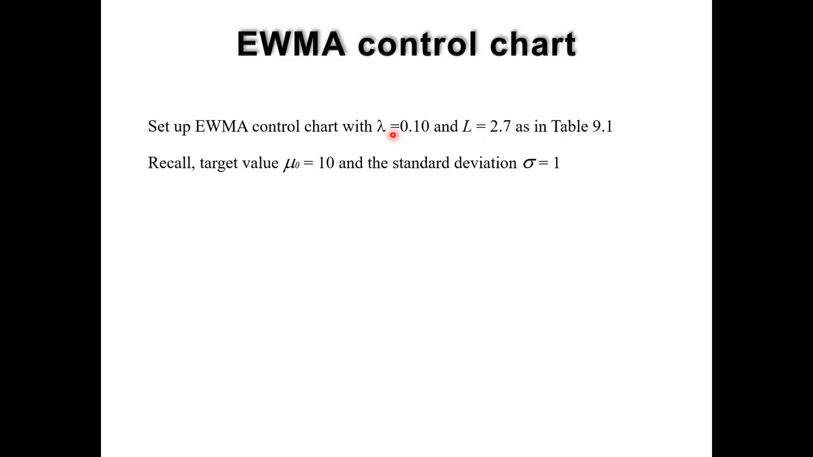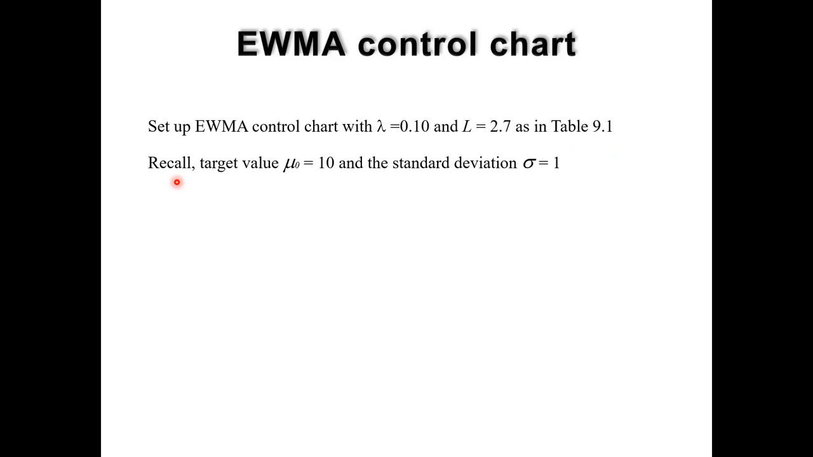For each and every time you would like to plot an EWMA control chart, there are two parameters that you have to determine earlier on. These are lambda and the L value. We're going to look at in more detail what would be the appropriate value for lambda as well as L for the EWMA control chart. But at this stage, let's assume lambda equals 0.10 and L equals 2.7 for the data set in table 9.1.